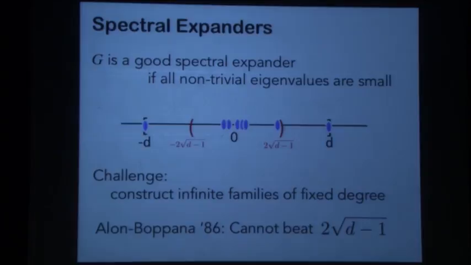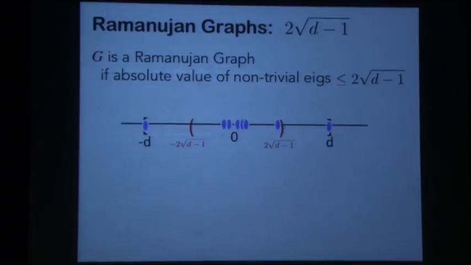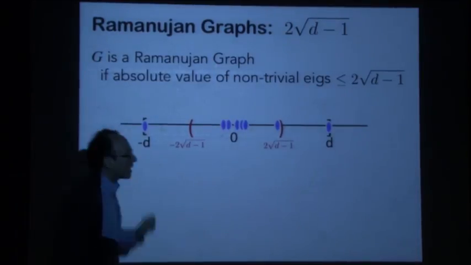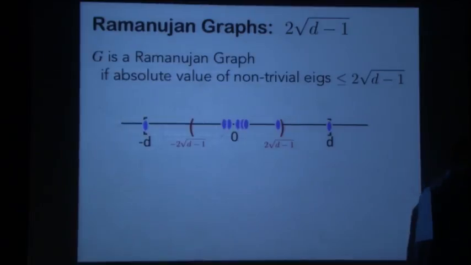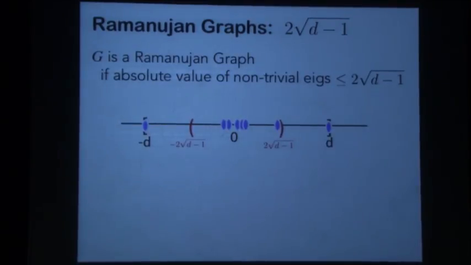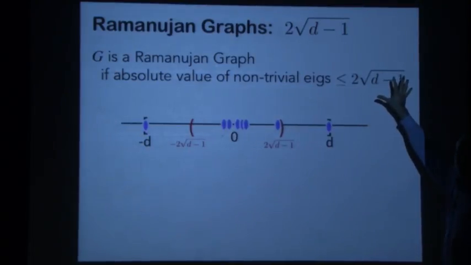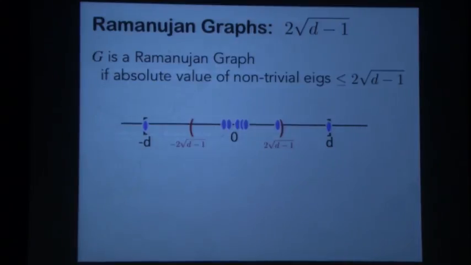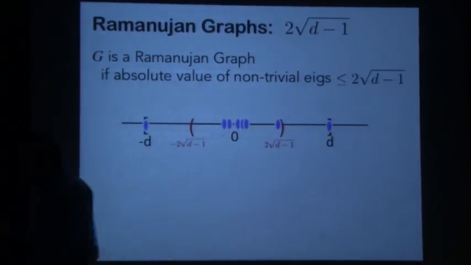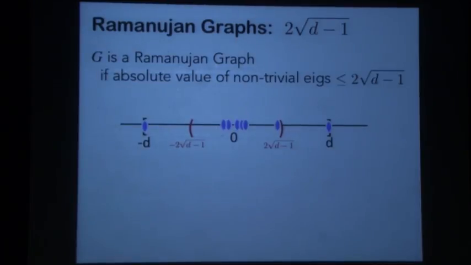Lubotzky, Phillips, and Sarnak coined the name Ramanujan graphs: a graph is a Ramanujan graph if all of the non-trivial eigenvalues have absolute value at most 2 root d minus 1. So Ramanujan graphs, in this sense, are the best possible expanders, spectrally speaking. They are graphs where the eigenvalues exactly meet the bound beyond which it is impossible to do any better. And you can imagine that for many applications, these are really what you want. Even more than wanting an expander, you want these. These are usually the best of them.